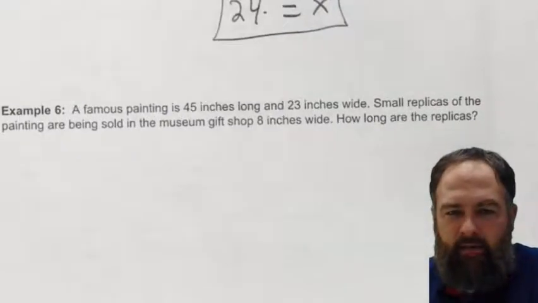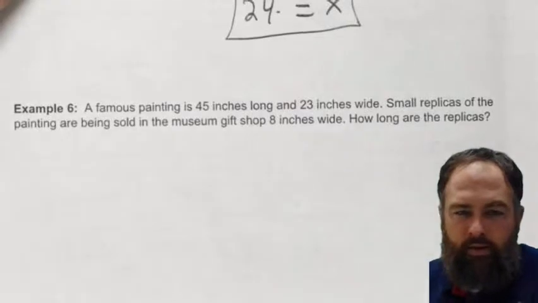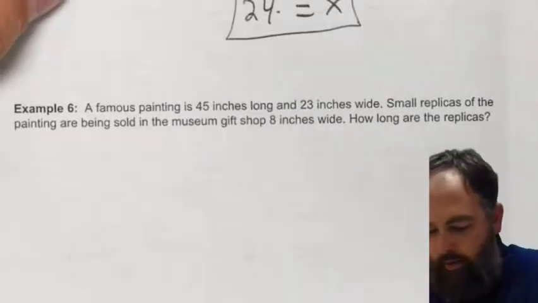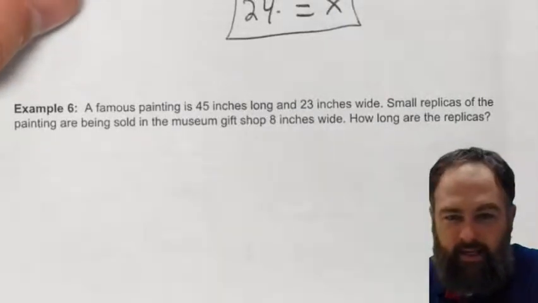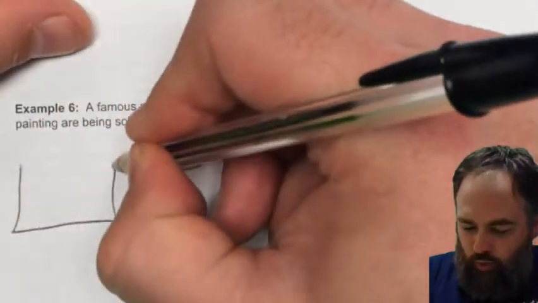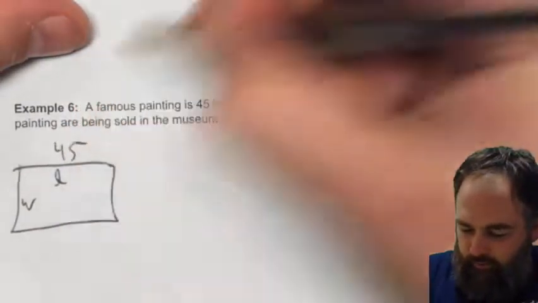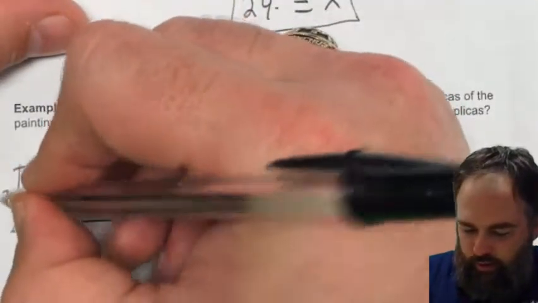Famous painting is 84 inches long and 23 inches wide. Small replicas of the painting are being sold in the museum gift shop for 8 inches wide. How long are the replicas? I'm going to go ahead and draw this. I'm going to do my length and my width this way. 45 long and 23 wide.